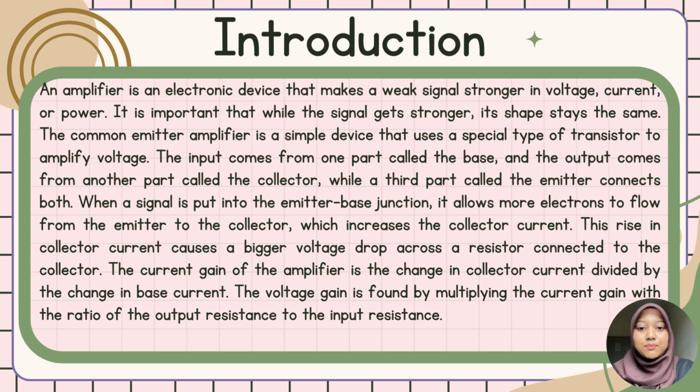When a signal is put into the emitter base junction, it allows more electrons to flow from the emitter to the collector, which increases the collector current. This rise in collector current causes a bigger voltage drop across a resistor connected to the collector. The current gain of the amplifier is the change in collector current divided by the change in base current. The voltage gain is found by multiplying the current gain with the ratio of the output resistance to input resistance.